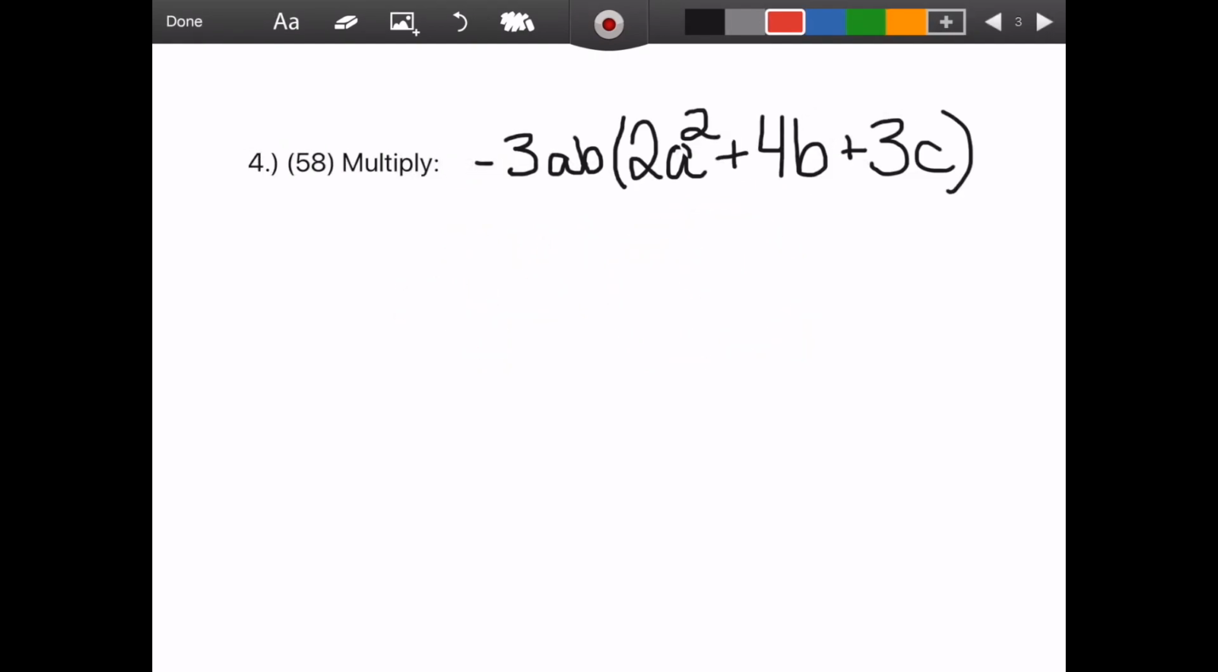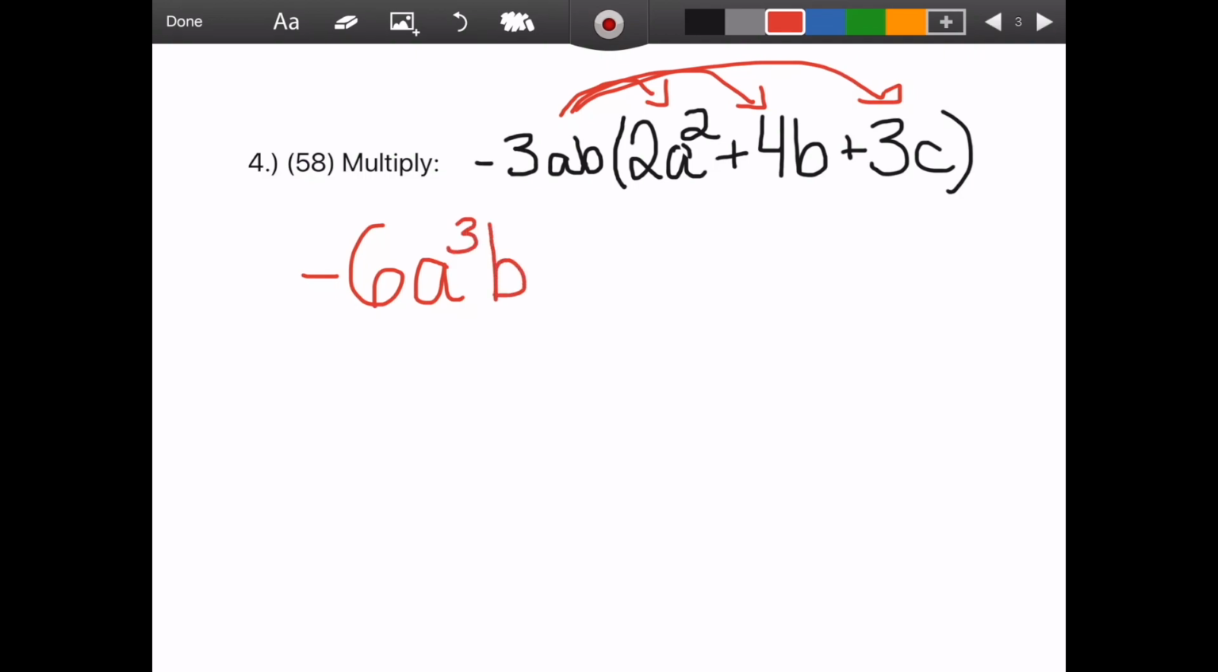Number 4 is from lesson 58, and they want us to multiply. So we have to distribute the monomial that's on the outside into everything on the inside. So let's start with the first one, negative 3ab times 2a squared. So I multiply the coefficients, so that's negative 6. We have a to the first times a squared, so that's a cubed, because remember we add the exponents when we multiply. And then we just have b.